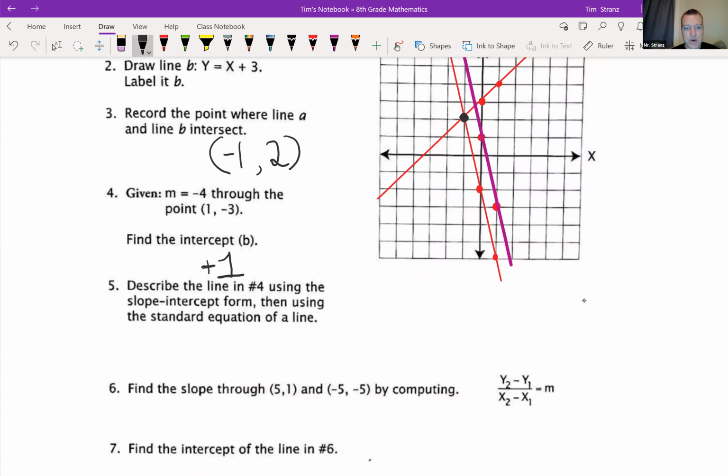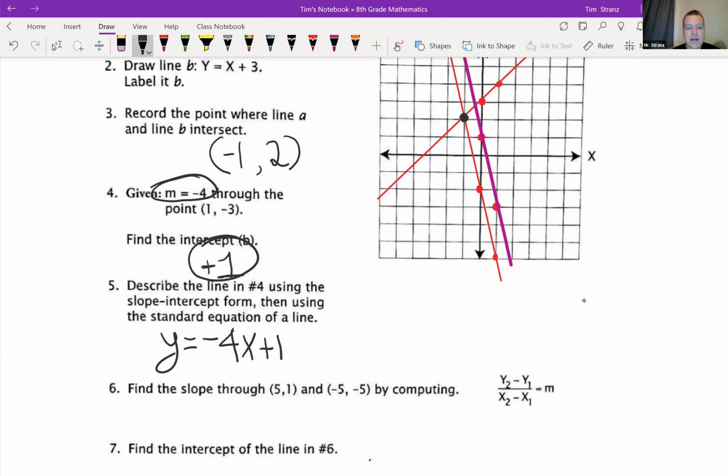All right, so number 5, describe the line in number 4 using slope-intercept form. Okay, so where I got my slope of negative 4, I found my y-intercept of 1. So now I can write that in slope-intercept form. That's y equals negative 4x plus 1.